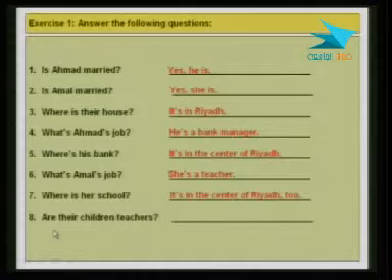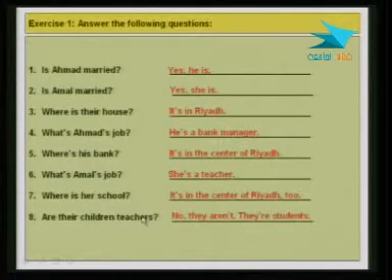And the last question is, are their children teachers? And the question is about plural. Children, right? Of course, more than one. So we use are. Are their children teachers? And the answer, of course, is no, they aren't. They're students. They aren't. And aren't here is are not. That's the contraction. They're students.